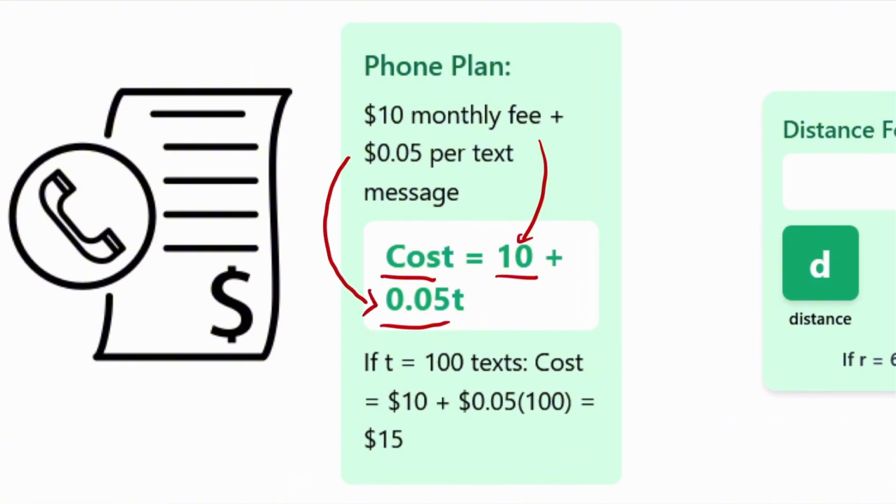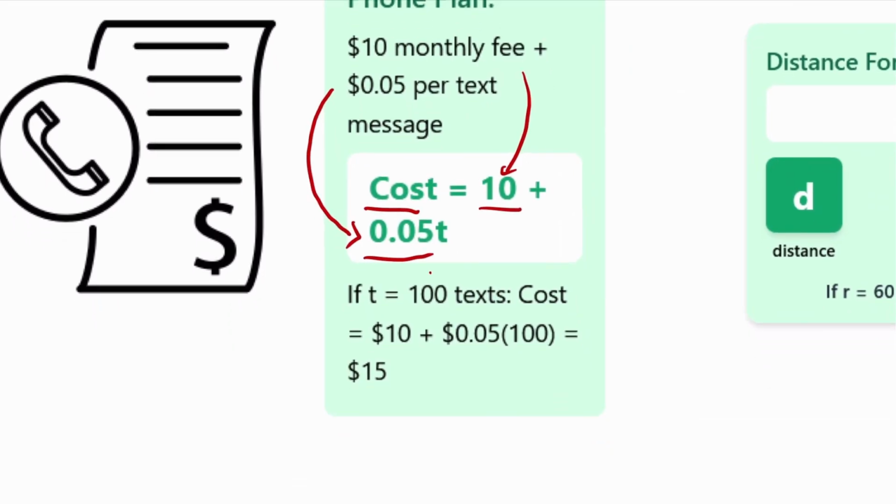So right now, by using this expression, I can find out that if I have 100 texts at the end, how much money I have to pay for my phone bill. So it's simple. It would be $10 plus 0.05 times 100. So you have $15 itself.